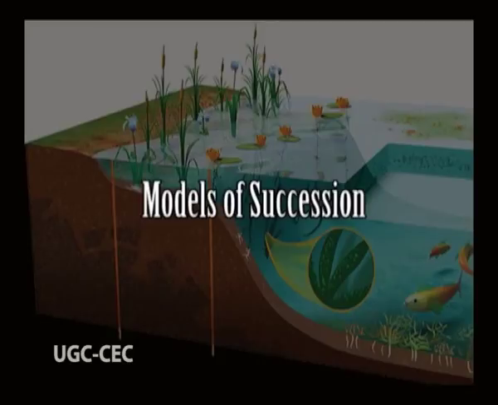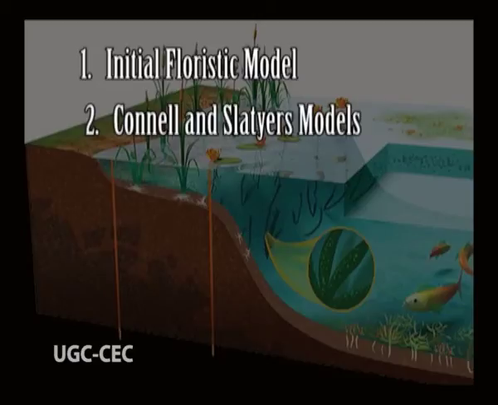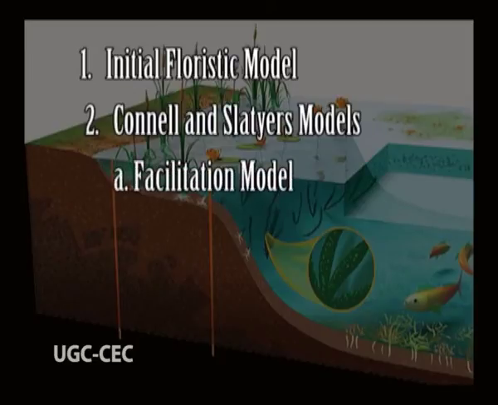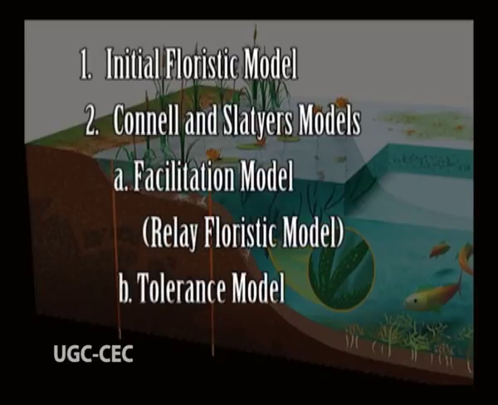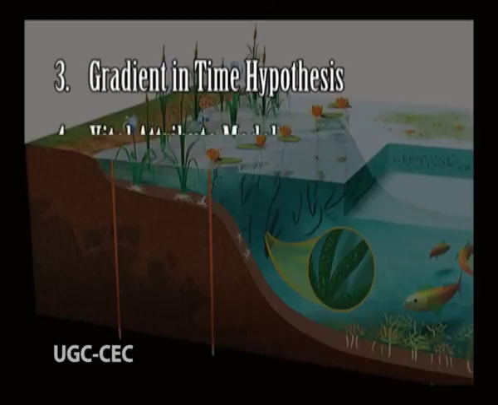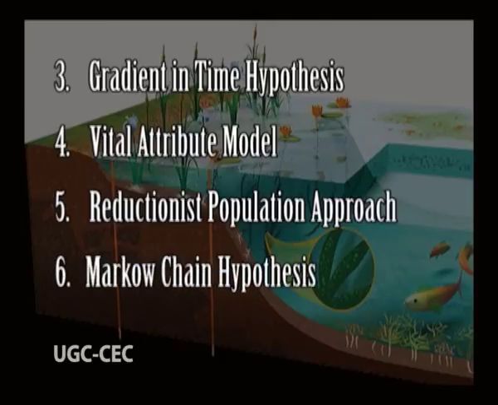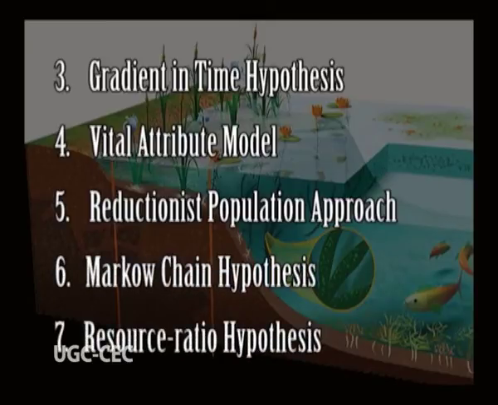Now, let's have a look at the models of succession. The various models of succession which have been put forth are: number 1 is the initial floristic model. Second is Connell and Slatyer's models. Connell and Slatyer put forth 3 models of succession. They are the facilitation model, also known as the relay floristic model, the tolerance model and the inhibition model. Besides these models, some other models are the gradient in time hypothesis, vital attribute model, reductionist population approach, Markov chain hypothesis and resource ratio hypothesis.